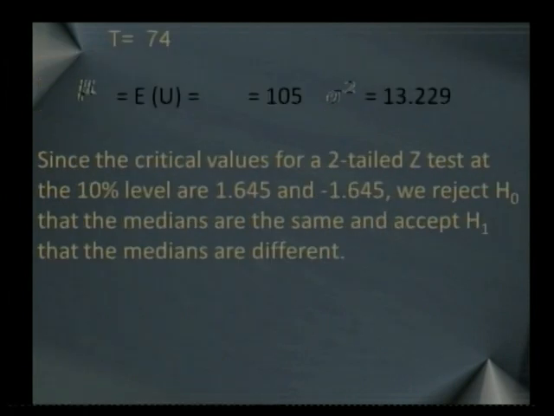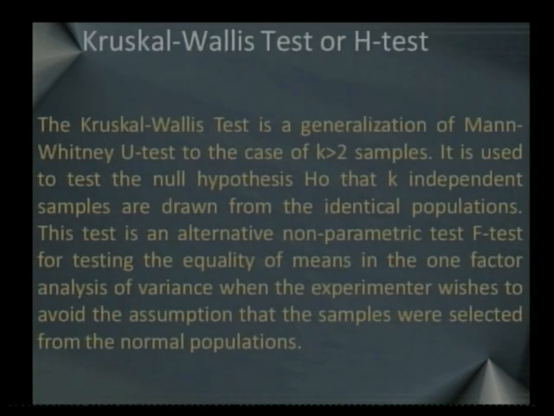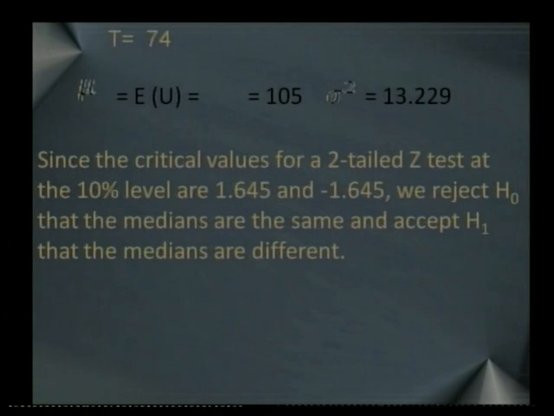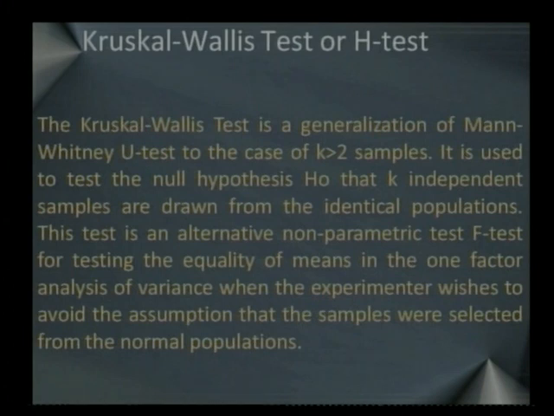Here also I have calculated mu and variance, and here also I am getting a large value of Z, which is 14.5. Immediately we will say that at a 10% level the significance value is 1.645, and automatically we will say the calculated value is greater than the tabulated value. We reject the hypothesis that the medians are the same, and thus we say that the medians are different.